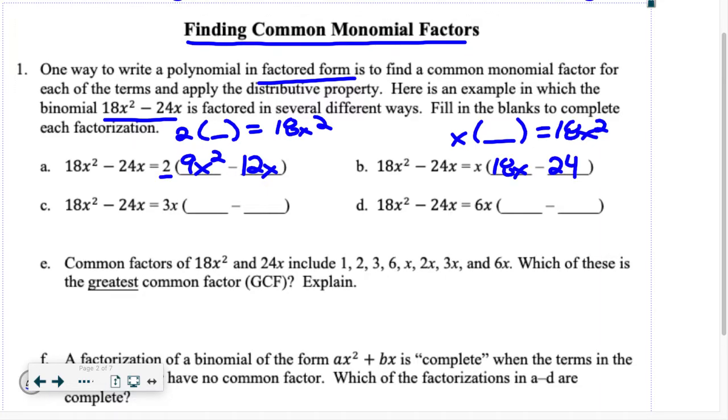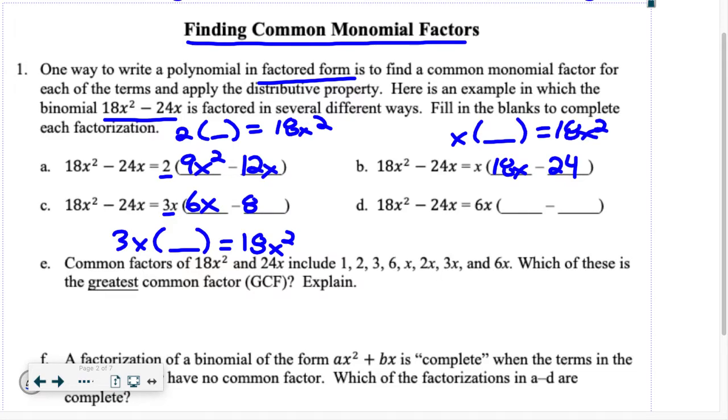Option C here is doing both 3 and an x. So again, I'm trying to say 3x times blank gives me 18x squared. So if I think of it backwards, 18 divided by 3 is 6. x squared divided by x is x. And then the same thing for the second term. 24 divided by 3 is 8. x divided by x is just 1. So I have 6x minus 8 left over.